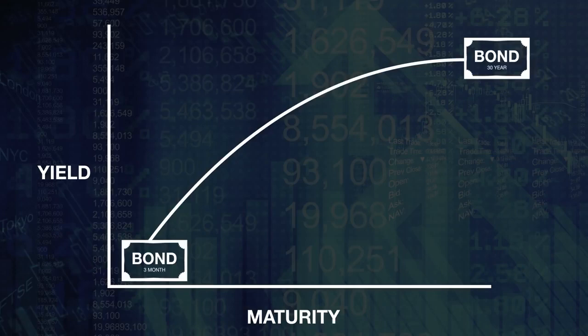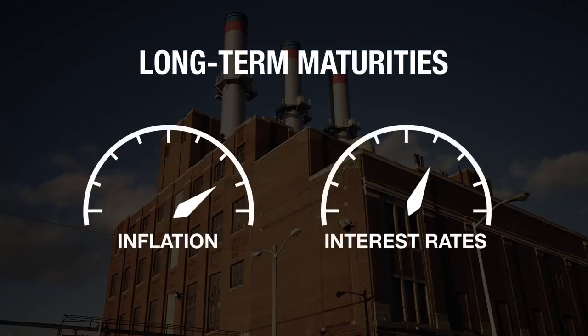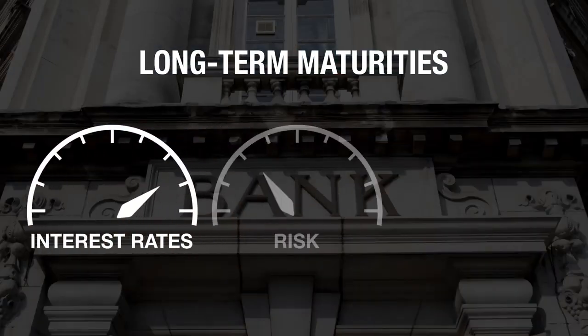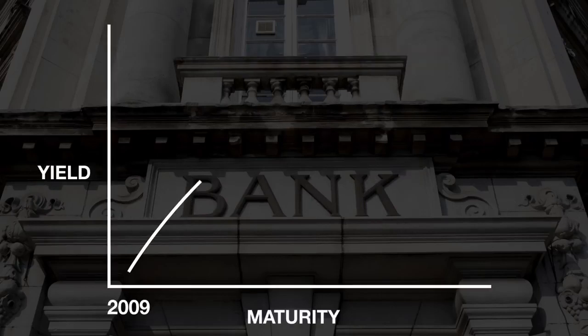When the yield curve is in a positive slope, investors might expect economic growth, which can lead to inflation and ultimately higher interest rates. Higher interest rates are negative for longer maturities, so investors demand a higher yield to compensate for this risk. Since the financial crisis of 2009, investors have been expecting economic growth and higher interest rates. These expectations resulted in a positive sloping yield curve.